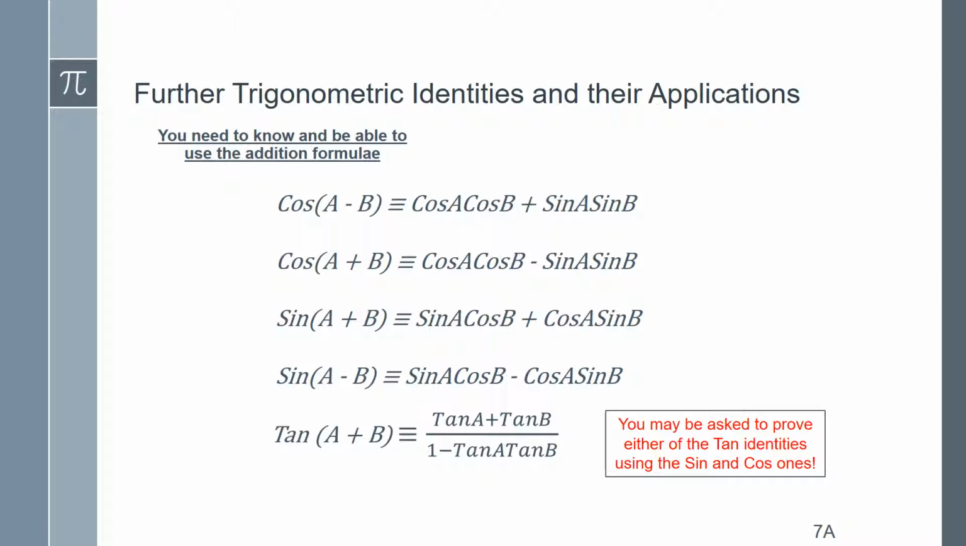You may be asked to prove either of the tan identities using the sine and cos ones. So we also have tan (A minus B). You should work through it yourself to make sure that you can prove that one as well, and then remember the proofs to be able to recreate them in an emergency, like an exam.